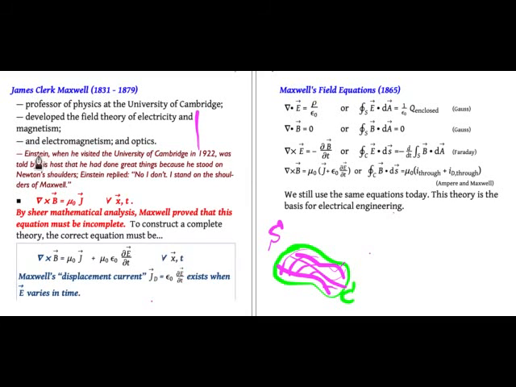Here's a little story I found on the internet. Einstein visited the University of Cambridge in 1922. So what was that? 40 years after Maxwell had died. And he was told by his host that he had done great things, namely, Einstein had done great things by 1922. And his host said he had done great things because he stood on Newton's shoulders. But Einstein replied, "No, I don't. I stand on the shoulders of Maxwell."